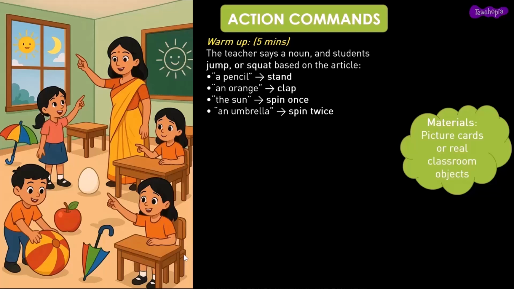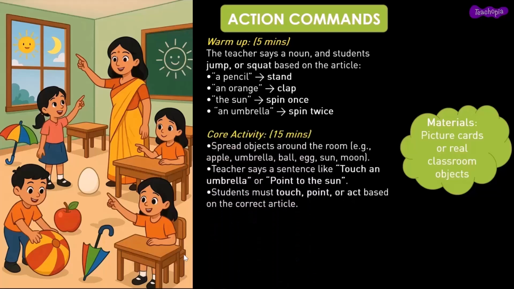An orange, students can clap. The sun, students can spin. And an umbrella, they can spin twice. The materials required for this particular activity can be picture cards or real classroom objects.